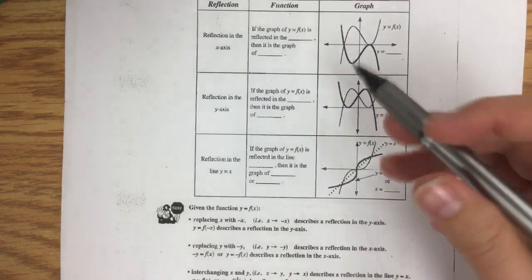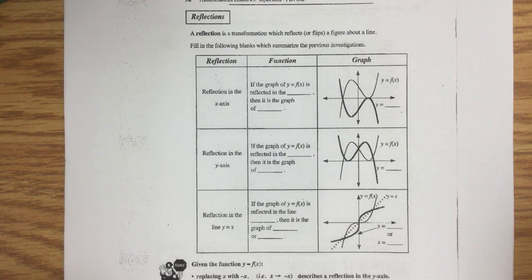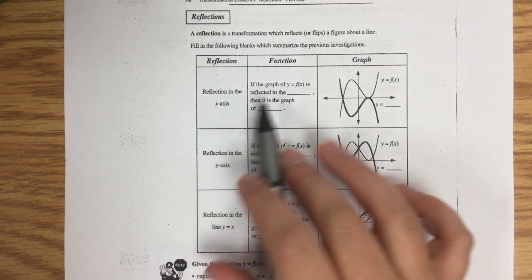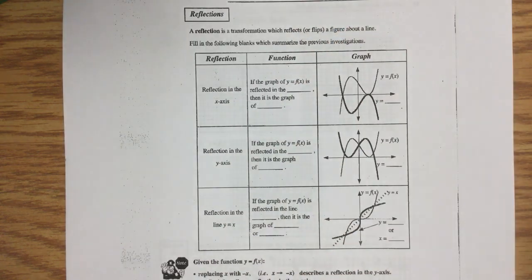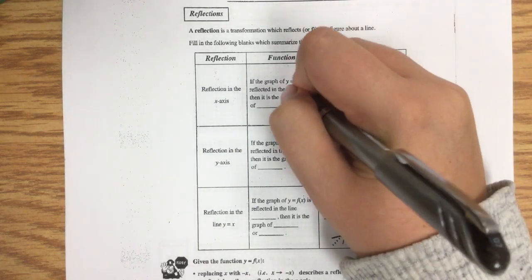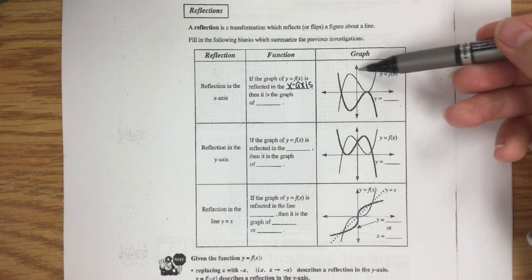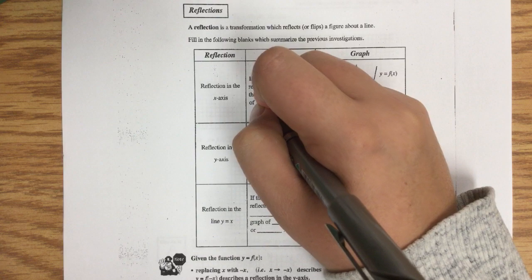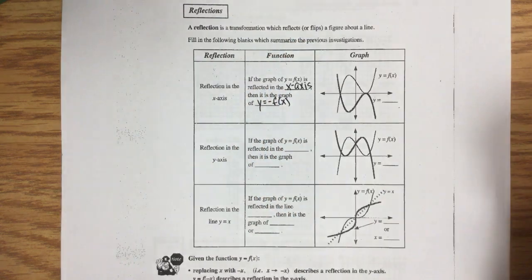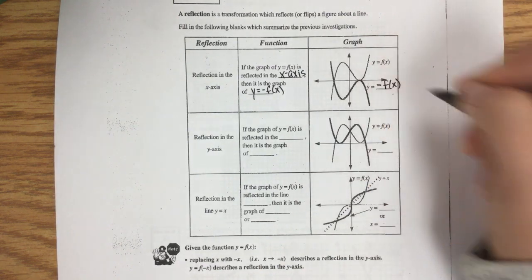Okay, so here's our summary page. A reflection is a transformation which reflects or flips a figure about a line. Fill in the blanks, which summarizes the previous investigation. So a reflection in the x-axis: if the graph is reflected in the x-axis, then it is the graph of, so I'm thinking x-axis, reflected in the x-axis, positive y to negative y, it is the graph of y equals negative f of x. And so the thin line here is the original, and negative f of x is the transformed, or the bold line.